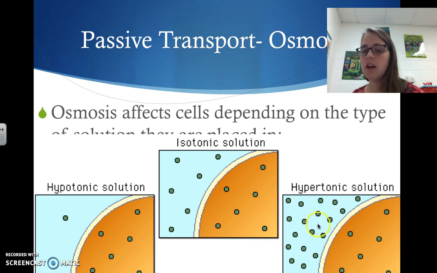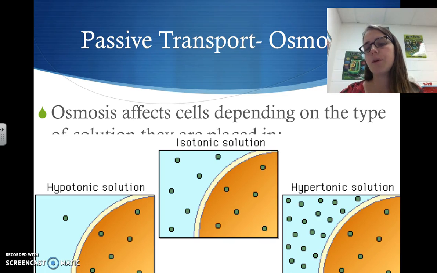Hypertonic solution. Now, in the hypertonic solution, that means the amount of solute outside the cell is much higher than the solution inside the cell. So if you count 1, 2, 3, 4, 5, 6, and then you count all of these out here, quite obviously there's way more than 6. So here is a hypertonic solution.